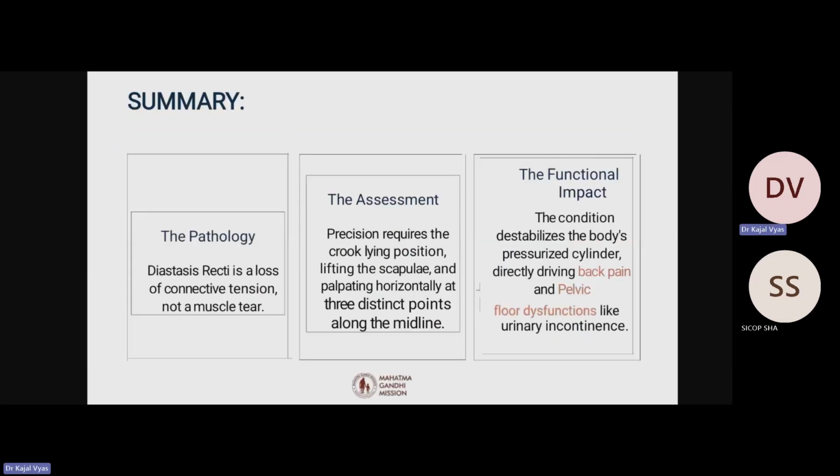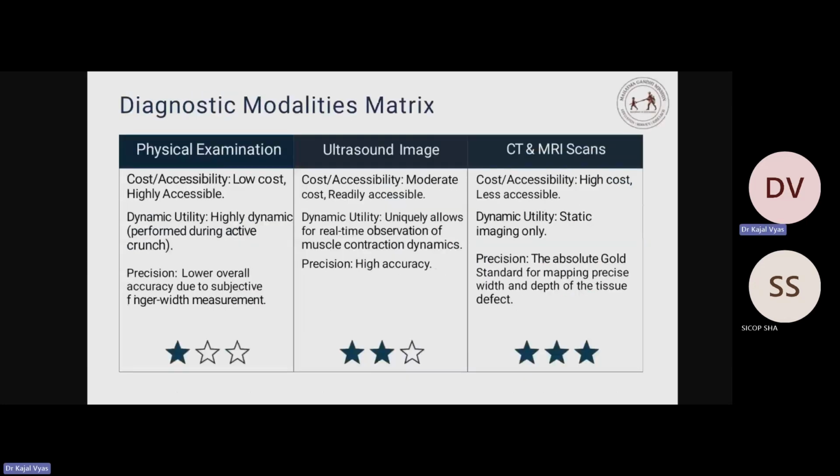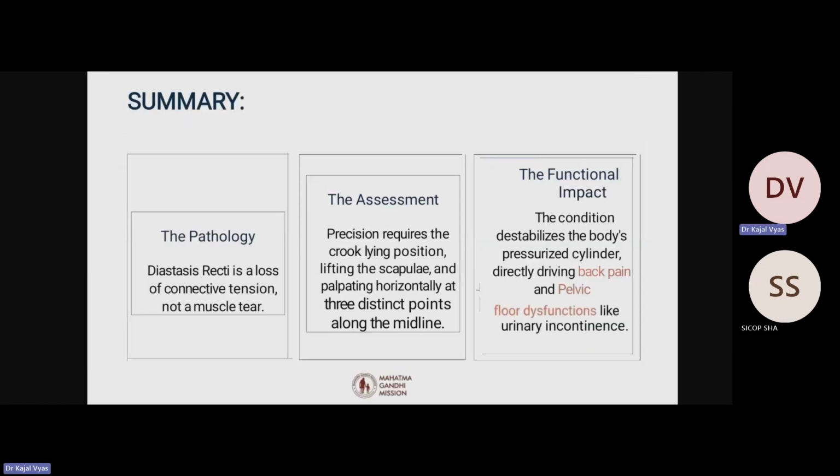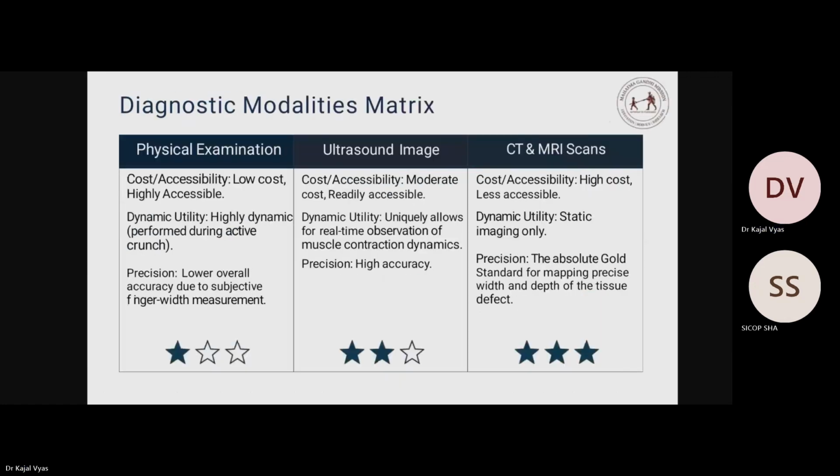Moving ahead to different diagnostic criteria or diagnostic methods which can be used to assess the diastasis recti. I have changed my slide.